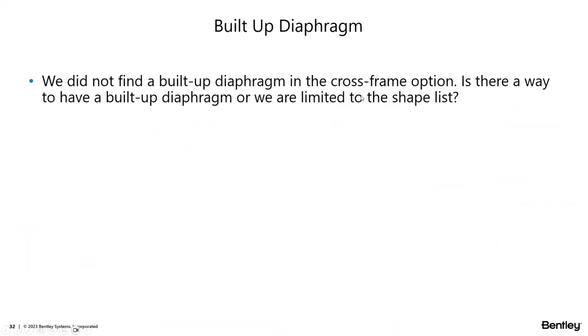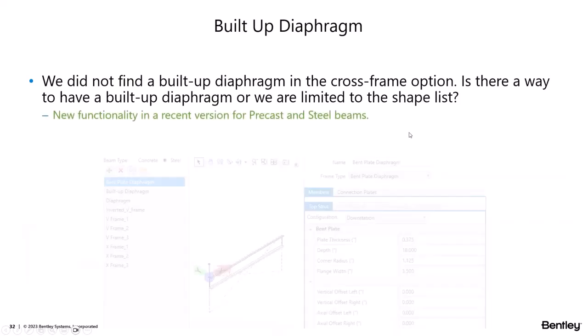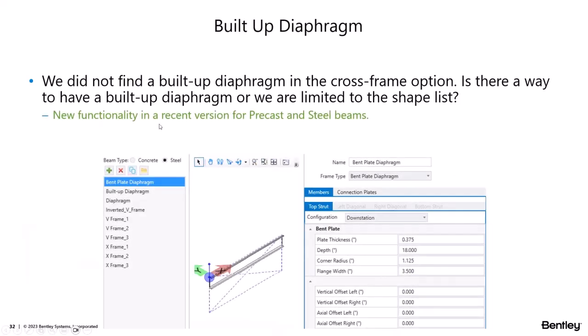So next one here, built-up diaphragms. All right. Didn't find a built-up diaphragm in the cross frame option. Is there a way to have that added to the shape? So that's a relatively new functionality of the software, is to use a bent plate diaphragm here and use that as your diaphragm for either precast or steel girders.